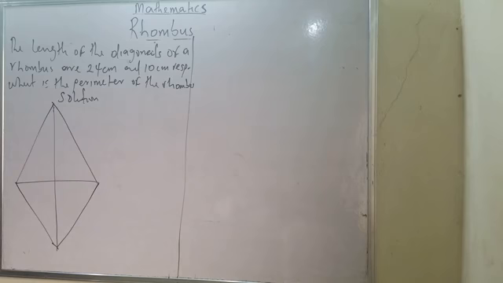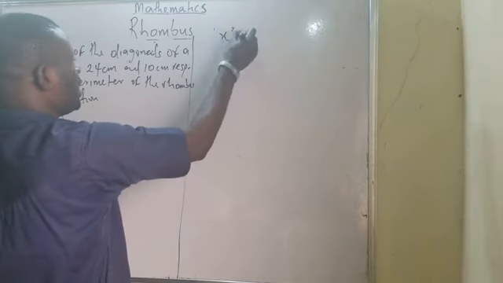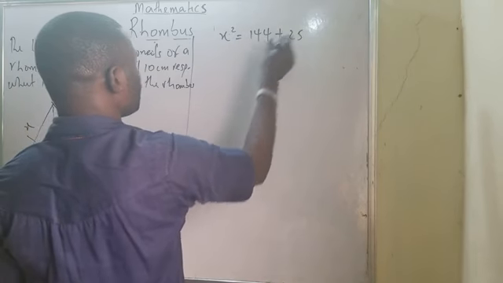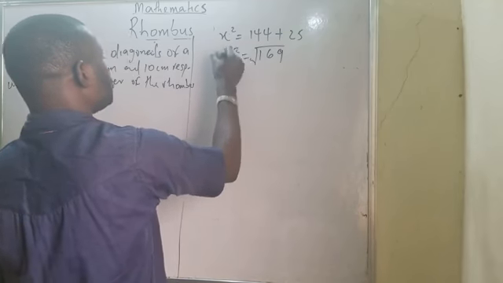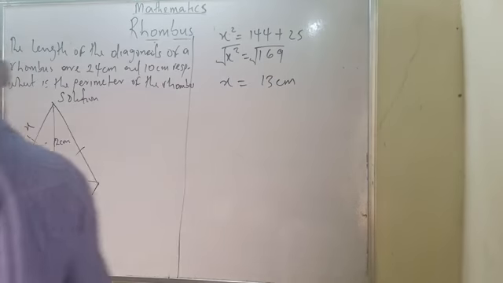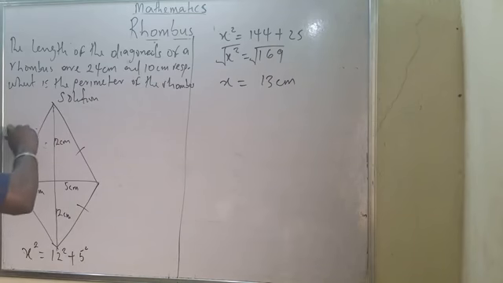If 10 is the diagonal, it means it will be 5 and 5, and 24 will be 12 and 12, which sums up to 24. Now, you are looking for the perimeter of the rhombus. In a rhombus, everything is equal. Now, we can call the side X. We have X squared equals 12 squared plus 5 squared, which is X squared equals 144 plus 25, X squared equals 169. Root of that, my X equals 13 centimeters. Here is 13 centimeters, and they are equal.